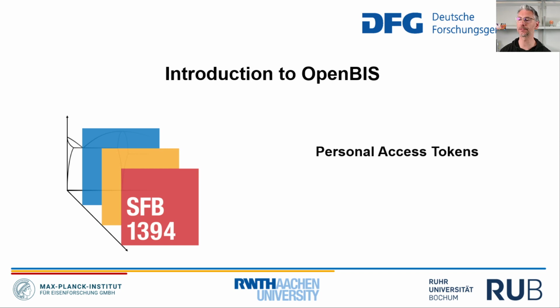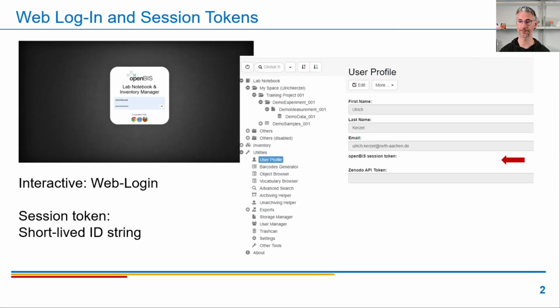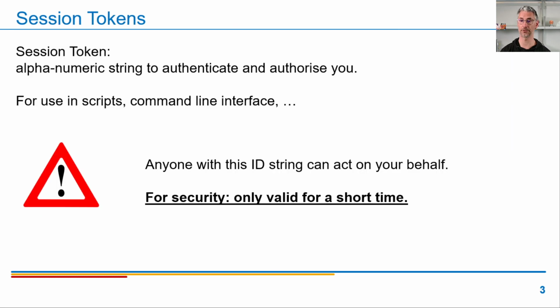In this tutorial we'll briefly discuss personal access tokens, which are a replacement, substitute or alternative to session tokens in OpenBIS. So remember, if we want to use the OpenBIS system, we either need to log in to the web system or use session tokens, and those tokens can also be retrieved after we've logged in from the user profile. There, where the red arrow is, there's a long alphanumeric string, and that is essentially a short-lived replacement for your username and password.